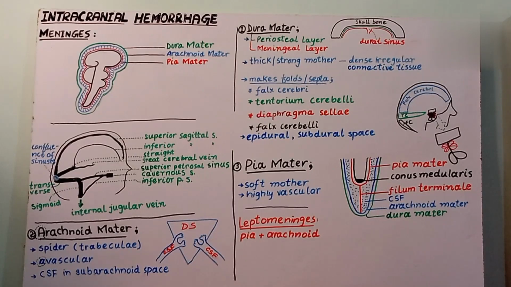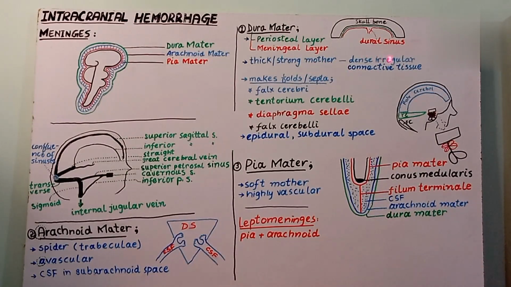Okay, the word dura actually means strong, tough, thick. So this layer is actually a very strong layer, and the mater means mother, as it is composed of dense irregular connective tissue. So it is a very strong layer.